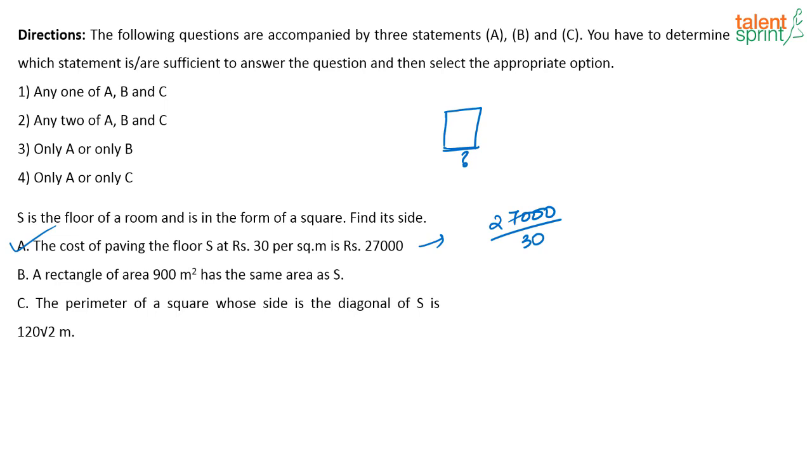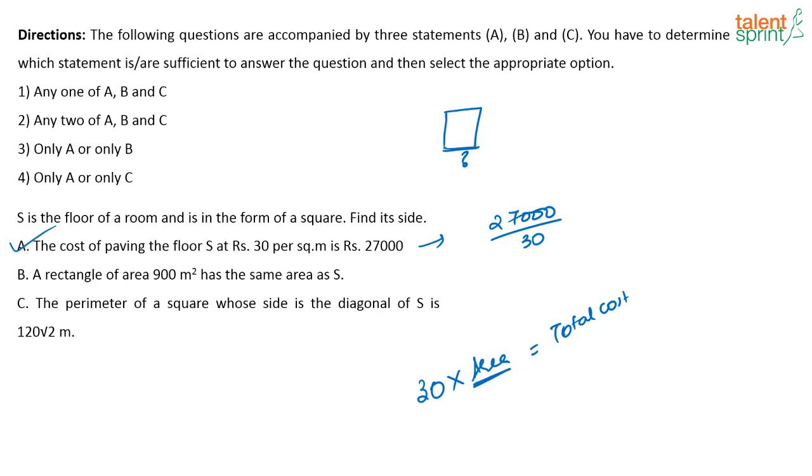Next one, I hope it is clear. The cost of paving the floor at rupees 30 per square meter is 27,000. See, per square meter 30 rupees is the cost. The cost per square meter into the total area will give you the total cost. So from here you can find out the total area. Once you get the area, you can find out the side because you know it's a square.